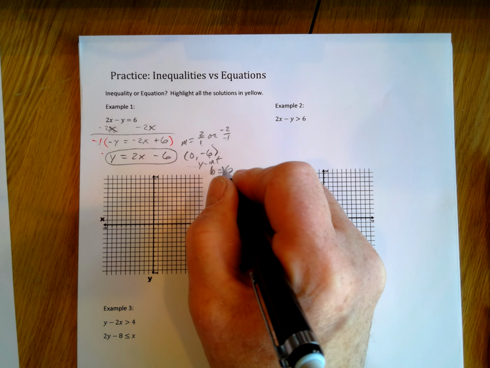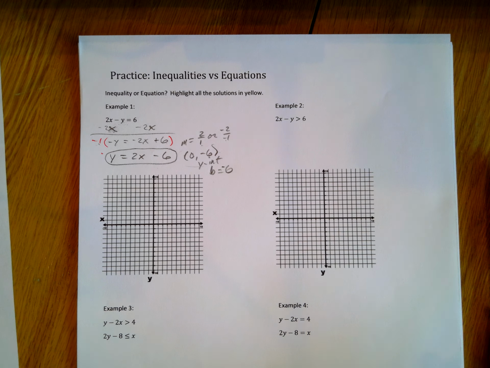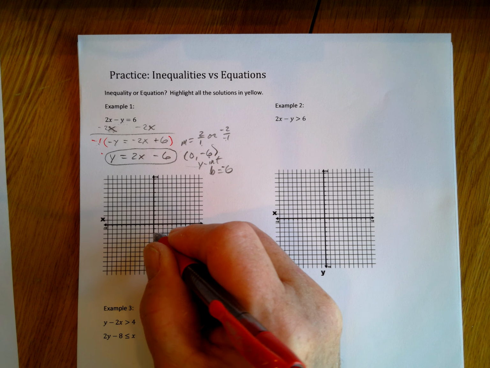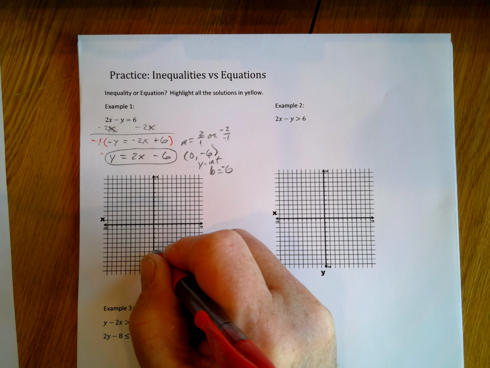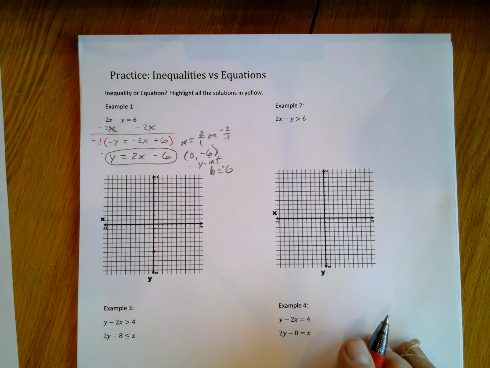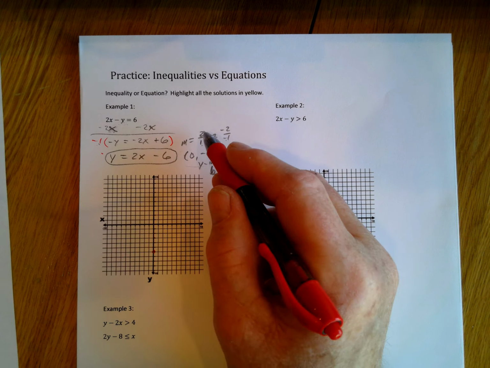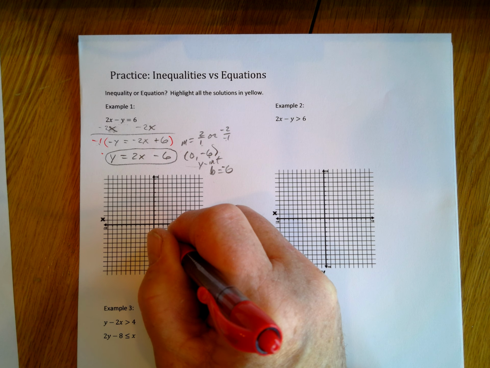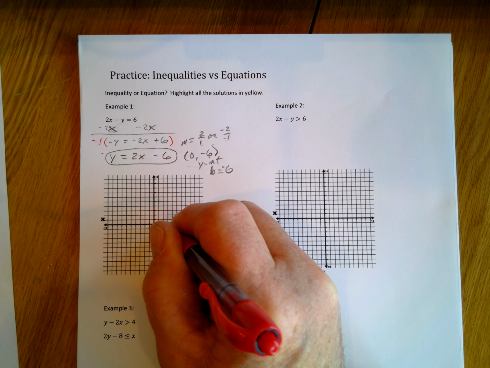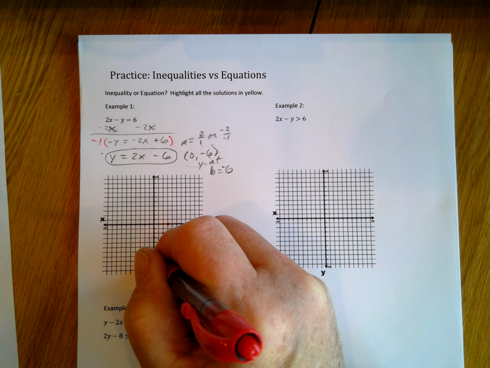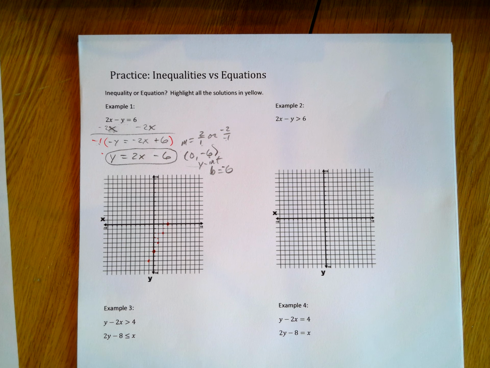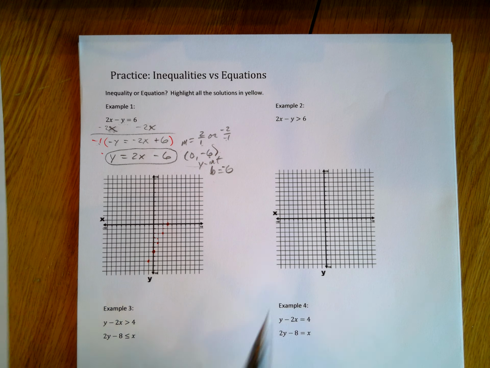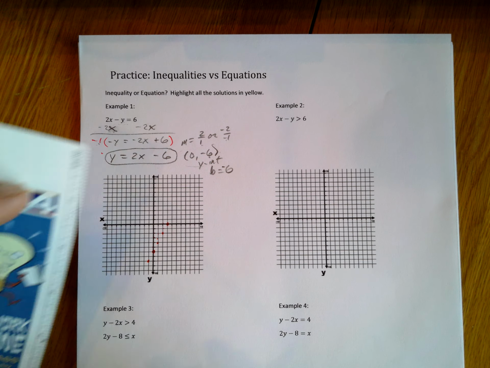Negative 6, Sterling. Okay, so what I'm going to do is count down 1, 2, 3, 4, 5, 6, and that's my negative 6. Now, I'm going to count up 1, 2, and right 1, and I can keep going in the up direction all I want. I could have also gone down 2 and left 1. I just want you to see that all those points line up.